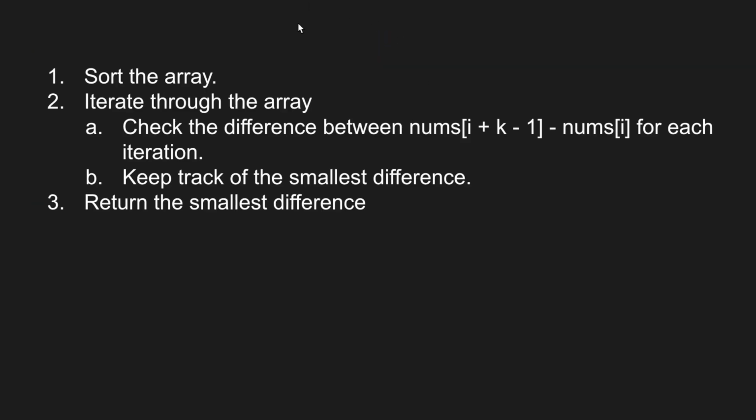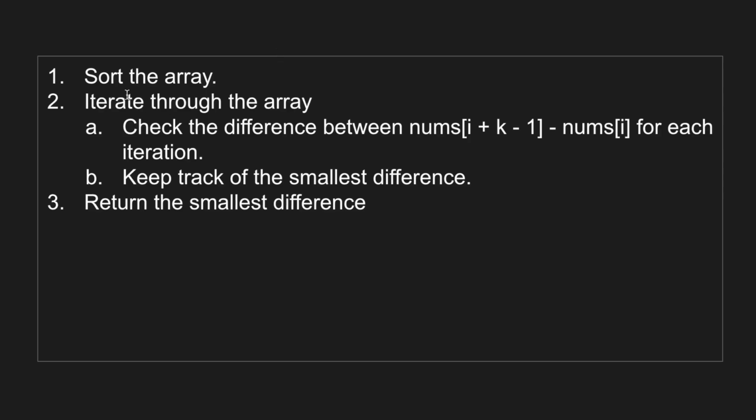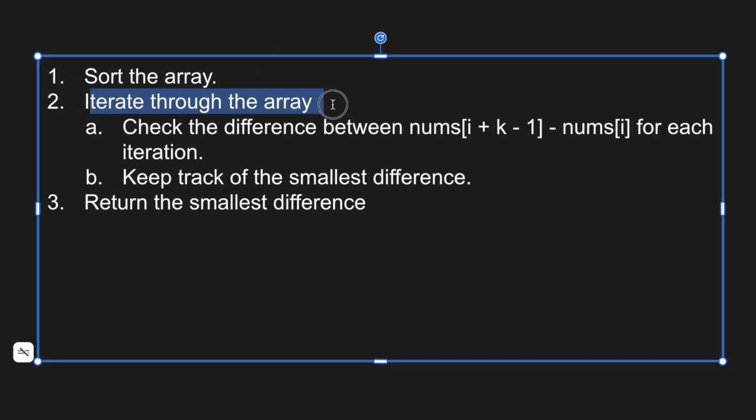So to calculate the difference between k-scores, we can sort the array and iterate through it. As we iterate, we can use this formula: nums[index + k - 1] - nums[index]. We will know that this is the difference between the highest and the lowest of the k-scores since the array is sorted. As we iterate through, we want to keep track of the smallest difference, and finally we will return the smallest difference.